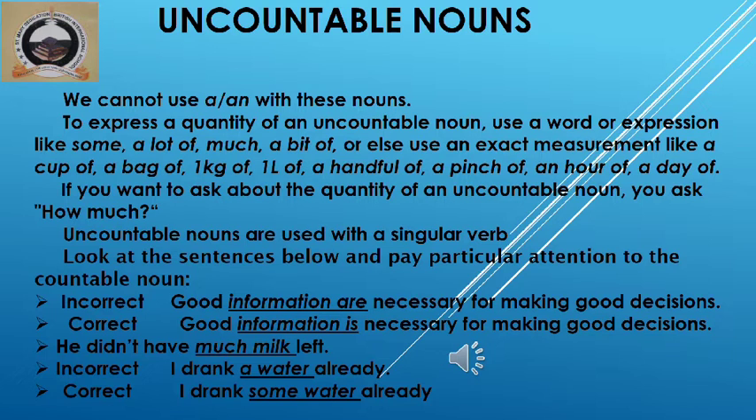we have "Good information are necessary for making good decisions." Now that sentence is wrong because we have a plural verb with an uncountable noun. We should have "Good information is necessary for making good decisions." Remember I said uncountable nouns are used with a singular verb.